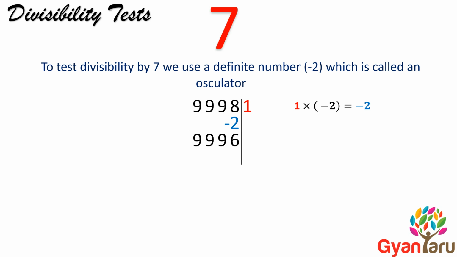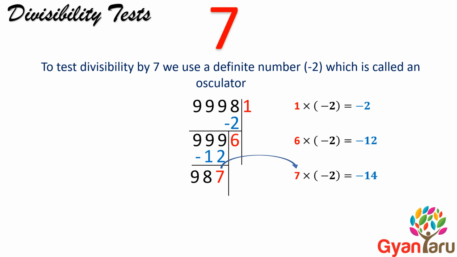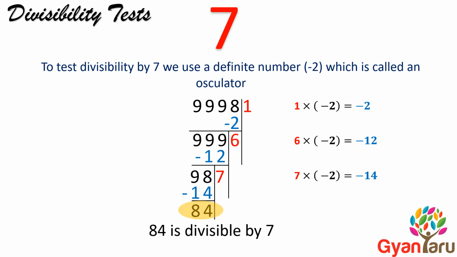9996. Now in this number the unit digit is 6. Again we multiply 6 by our osculator -2. We get -12. We subtract 12 from the remaining number. We get 987 and in 987 the last digit is 7. Again we multiply 7 by -2. We get -14. We subtract 14 from 98. We get 84 and 84 is divisible by 7. So our number is divisible by 7. So this is the method of divisibility of 7.